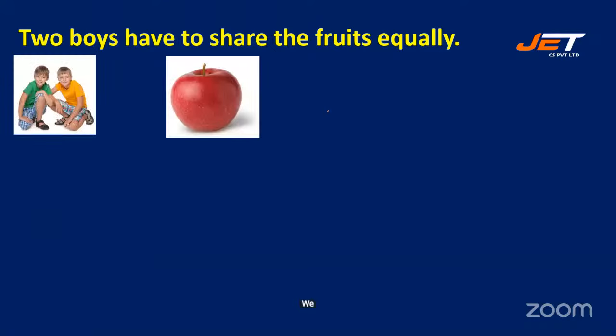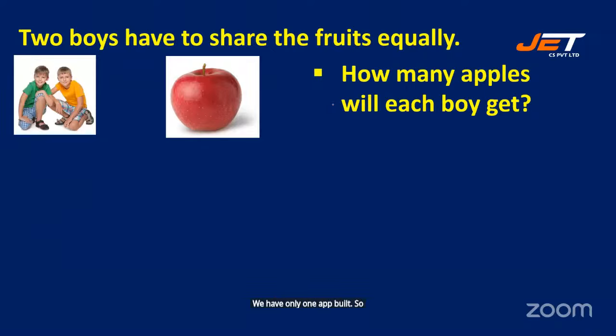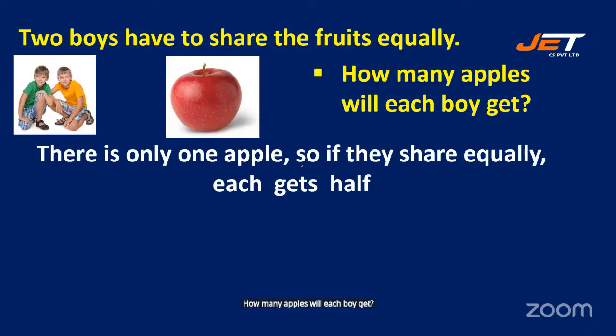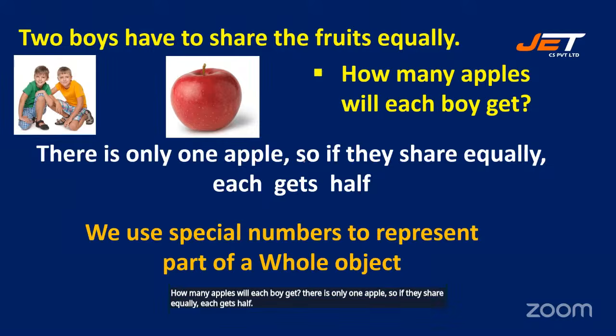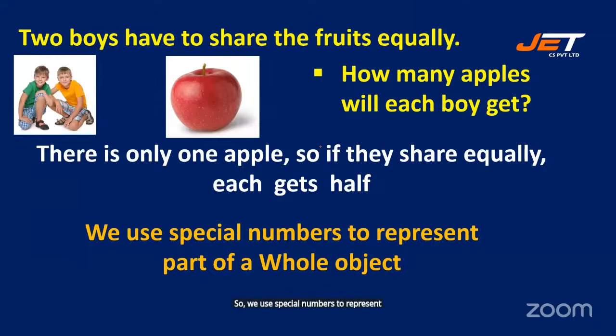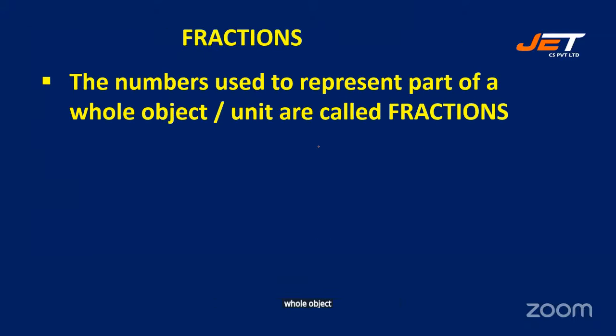Now 2 boys have to share the fruits equally. We have only 1 apple. So then, how do we say this? How many apples will each boy get? There is only 1 apple, so if they share equally, each gets half. So we use special numbers to represent part of a whole object. So now we are bringing in the term fractions. The numbers used to represent part of a whole object or unit are called fractions.